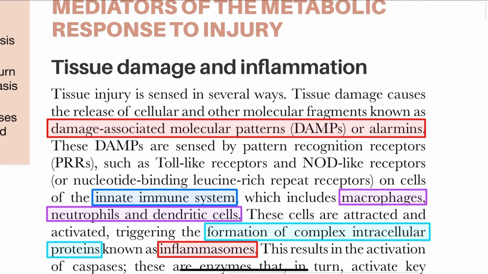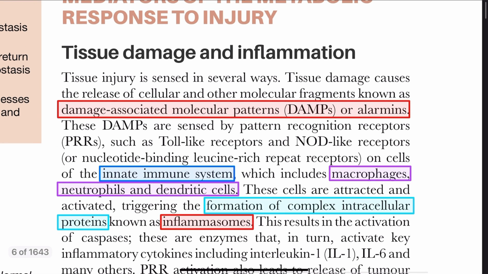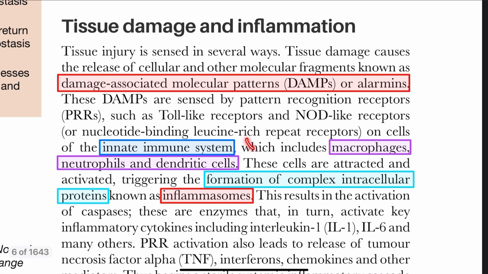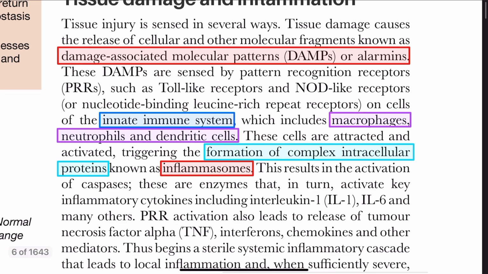The next topic is mediators of the metabolic response to injury. I have a separate short video on this, you can watch. There is a term called damage associated molecular pattern, DAMP, or alarmin. This alarmin is part of the innate immune system of the body, which includes macrophages, neutrophils and dendritic cells. With this they form the intracellular protein known as the inflammasome. Remember, it is intracellular. They ask this. So the inflammasome is intracellular.